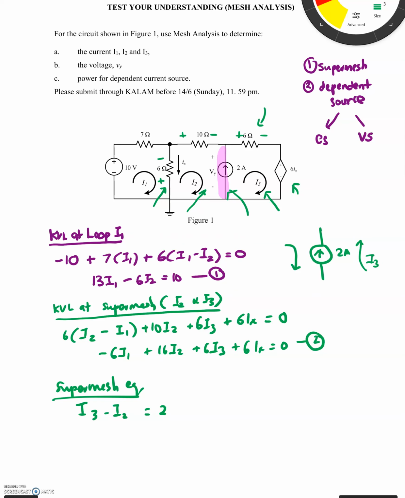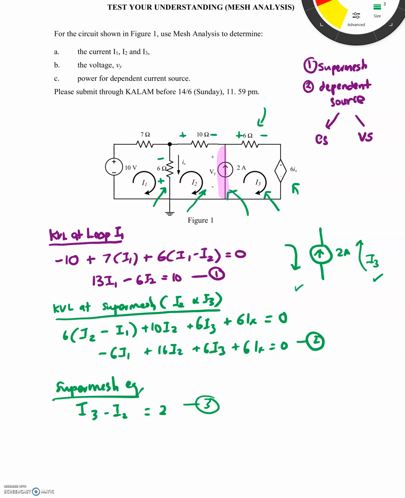So in order to get the value of 2m, same direction minus the opposite direction. So it means that I3 minus I2 is equal to 2m. It will become equation number 3.